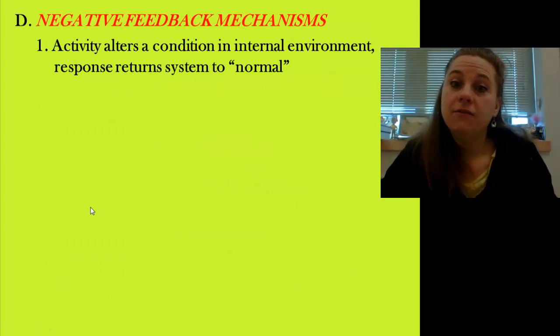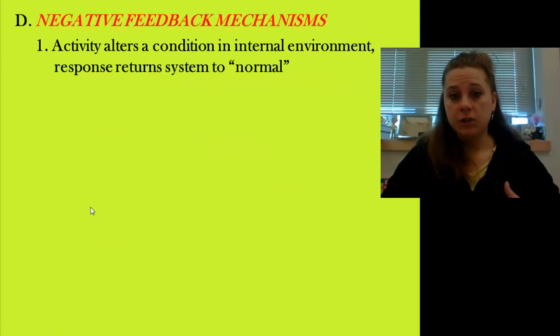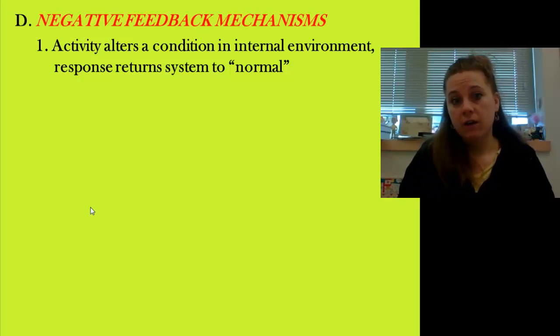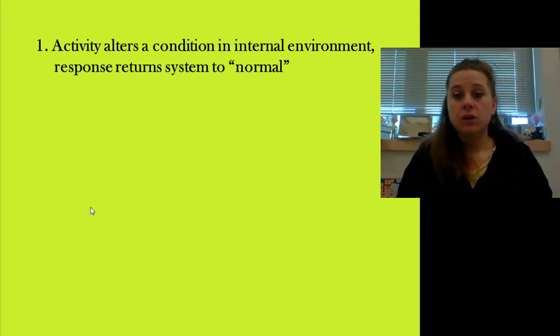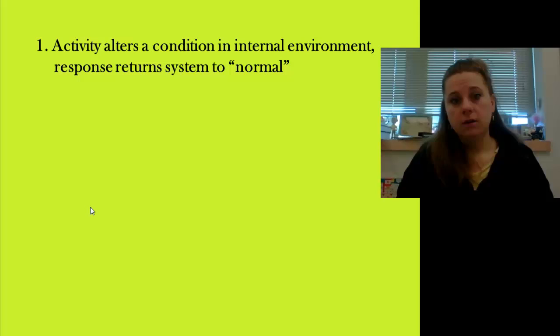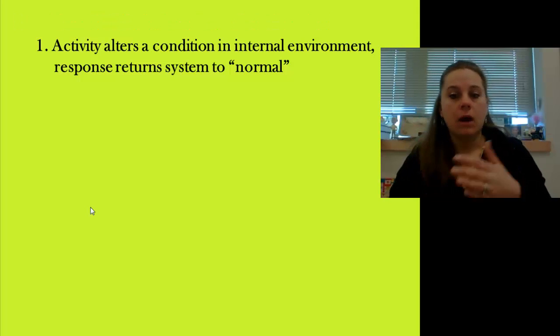So negative feedback mechanisms. This is kind of what I just alluded to. A negative feedback loop is going to actively alter the condition in the internal environment and in response return a system to, AKA, normal. Okay, so I'm going to purposefully alter, that way I can return back.